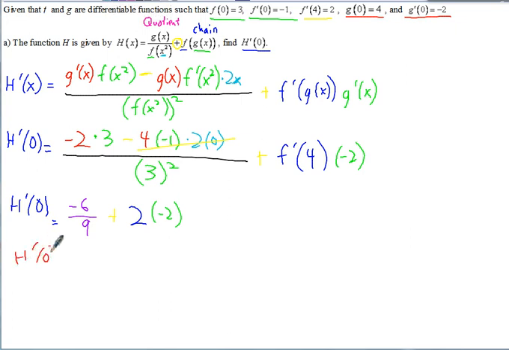So H prime of 0. Negative 6 over 9 reduces to negative 2/3. And that's negative 4, 2 times negative 2. But if we want to combine it with a negative 2/3, we need a common denominator. So instead of negative 4, we write that as negative 12/3. Now we combine this, negative 2/3 minus 12/3, gives you negative 14/3. So that's what capital H prime of 0 is.